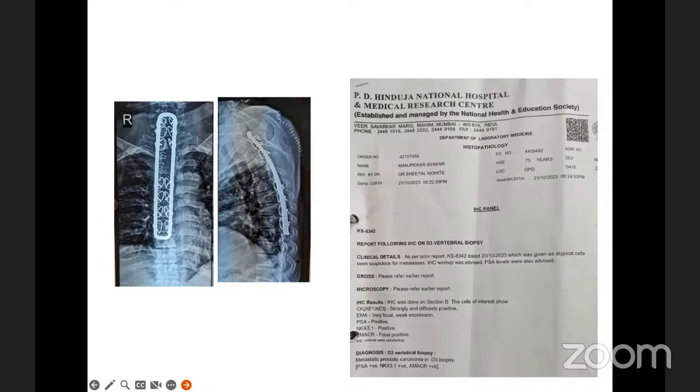My take on PET is not to find the primary. My take on PET is where all it has metastasized, just to rule out metastasis. So you have nailed the primary, but you need to find out where all the tumor has metastasized, and that's why PET is necessary. Thank you. We had a PET done here also. PSMA studies were done here also. I probably have not put it up in this presentation. You can go on to the next one, Tosif, please.